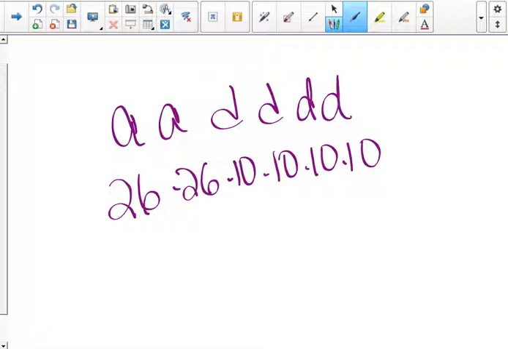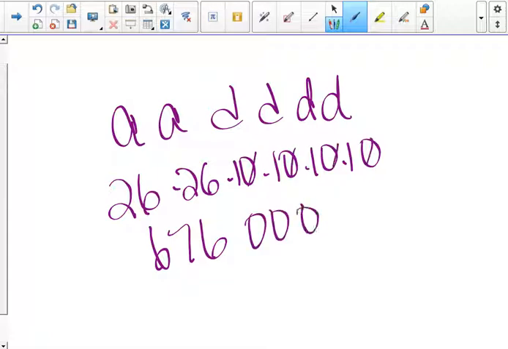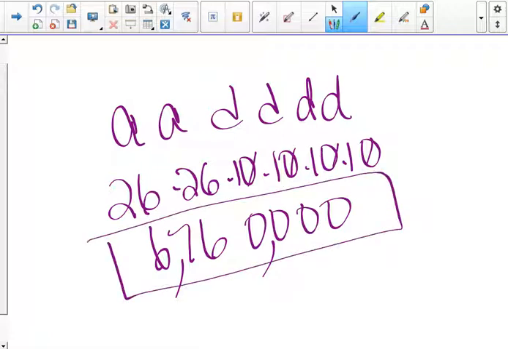So now multiply. 26 times 26 is 676. And then we have 1, 2, 3, 4 zeros. Right? So that should be 6,760,000 passwords. Everybody see that?